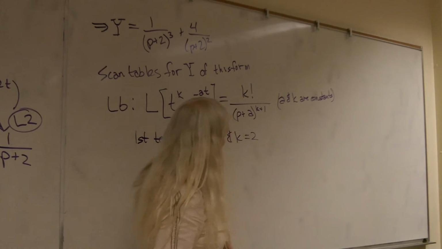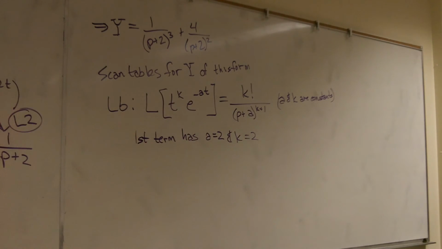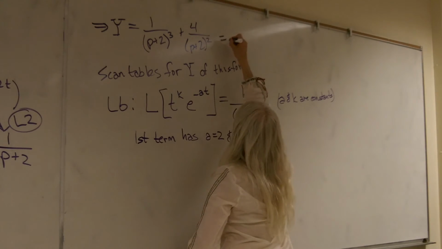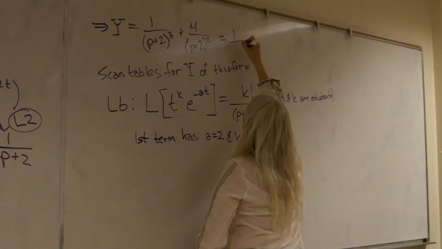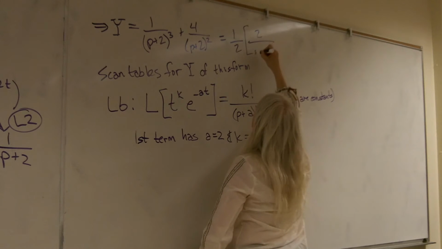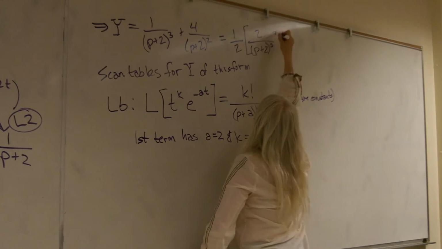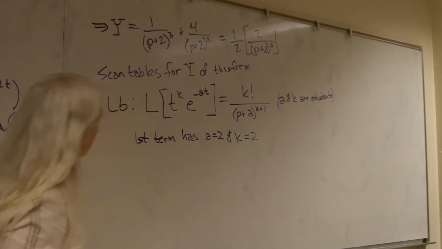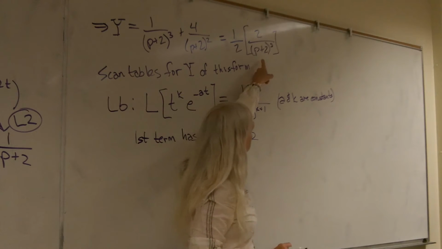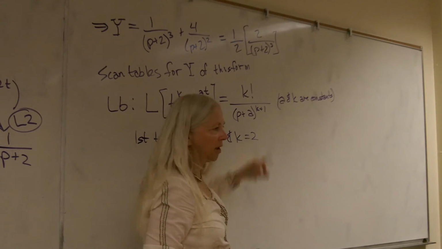The only problem is we need to have a 2 factorial, which is 2, on top, and we don't have that. But why not write it like this? Why not multiply and divide by 2 in that first term? Pull the 1/2 out in front, and the 2 that I'm multiplying, leave it inside the square brackets, and now that square brackets looks exactly like this with a equals 2 and k equals 2.